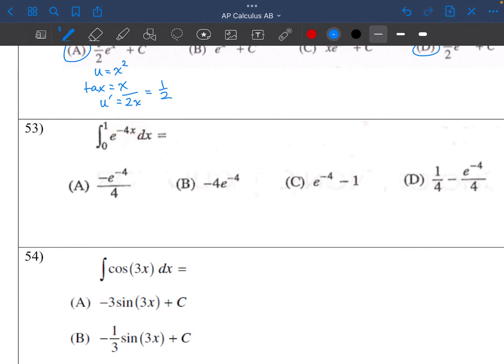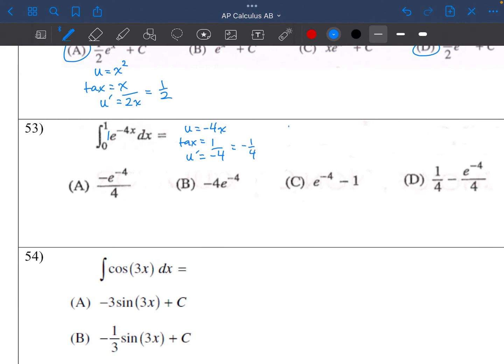So getting tax person set up, I'll do it up here. I think I have enough room. U is going to be negative 4x. We have our tax person. Actually, we don't see any tax person, so it must be this imaginary 1 in front of the e, right? And then that means U prime is going to be negative 4. We're going to change that 1 into a negative 1/4.